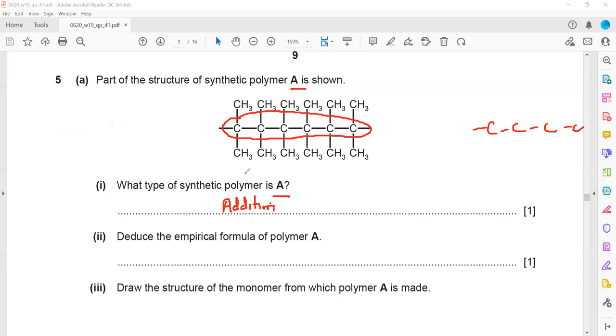Then deduce the empirical formula. How to deduce the empirical formula? For all these addition polymers, it is always CH2, because addition polymers are formed from alkenes. Alkenes have the empirical formula CH2, so their polymers also have the empirical formula CH2. The simplest ratio between carbon and hydrogen is always CH2.